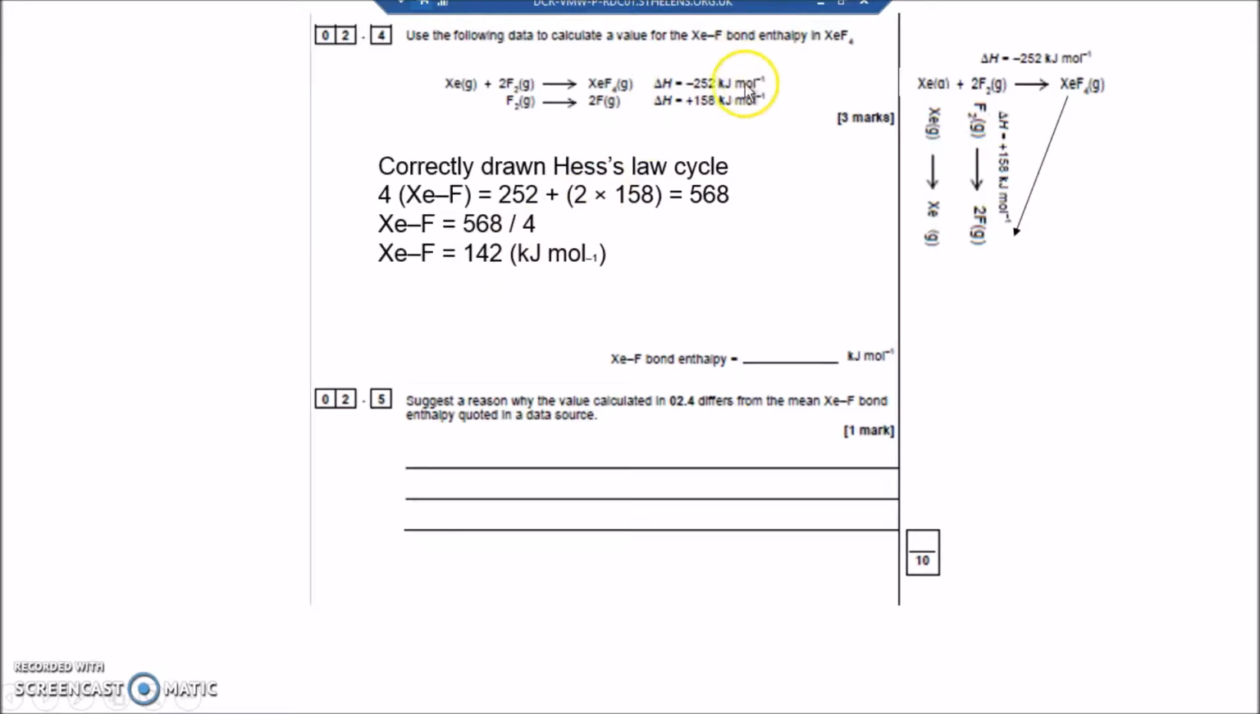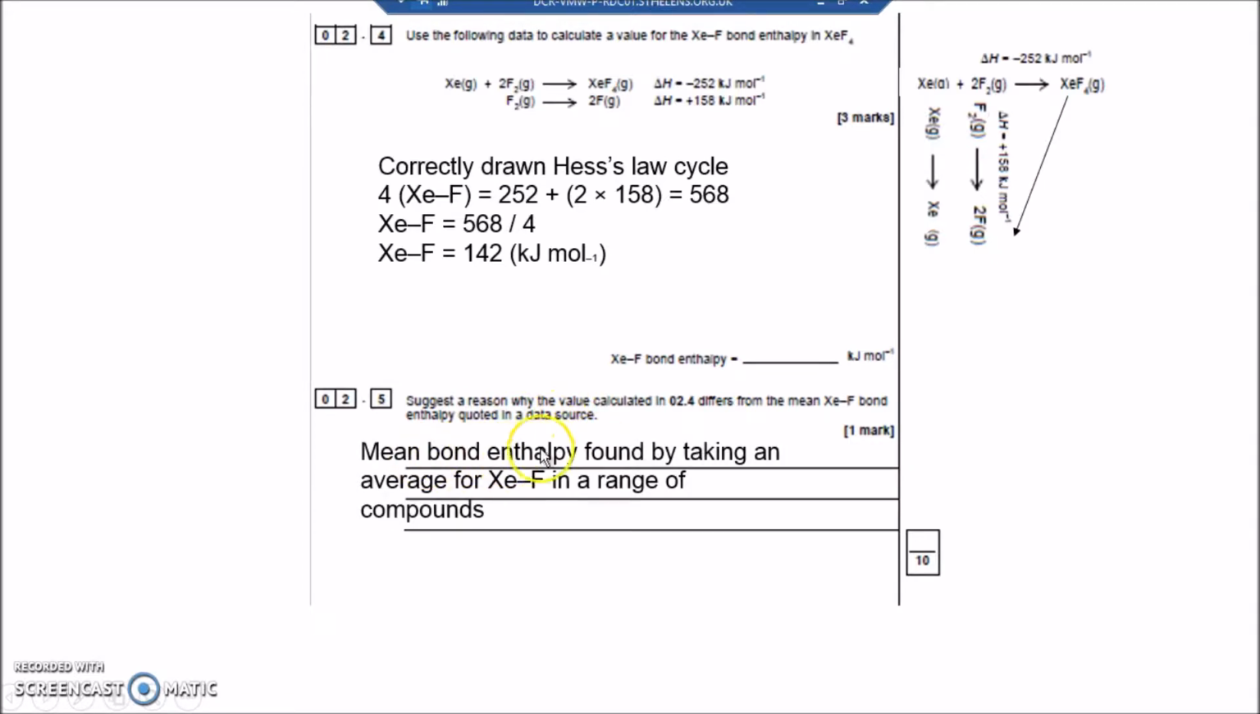Now bond enthalpy, the energy to break a bond, is going to be endothermic. It's going to require heat, take in heat. Suggest a reason why the value in 0.2 differs from the mean XeF4 bond enthalpy quoted in a data source.